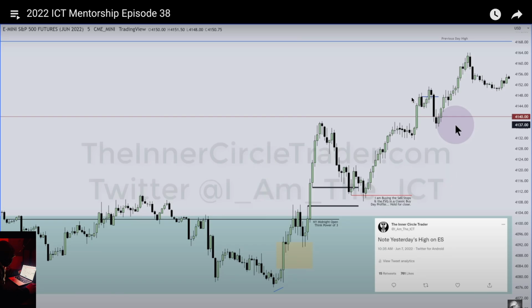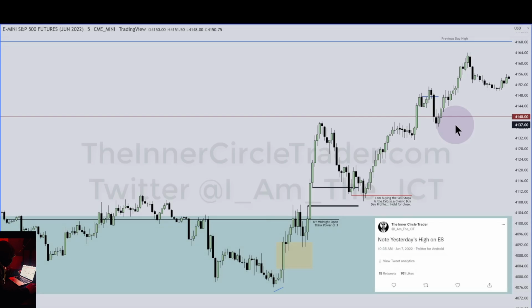So that way you can see a button was pushed. Do I need to put a trade on every single day?